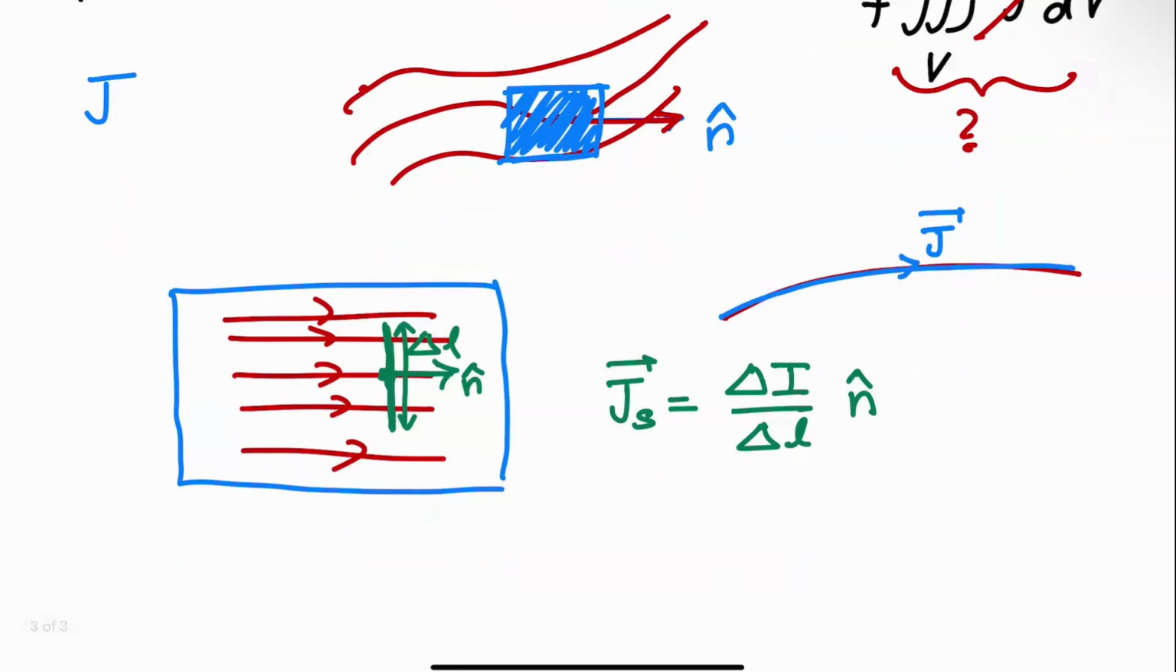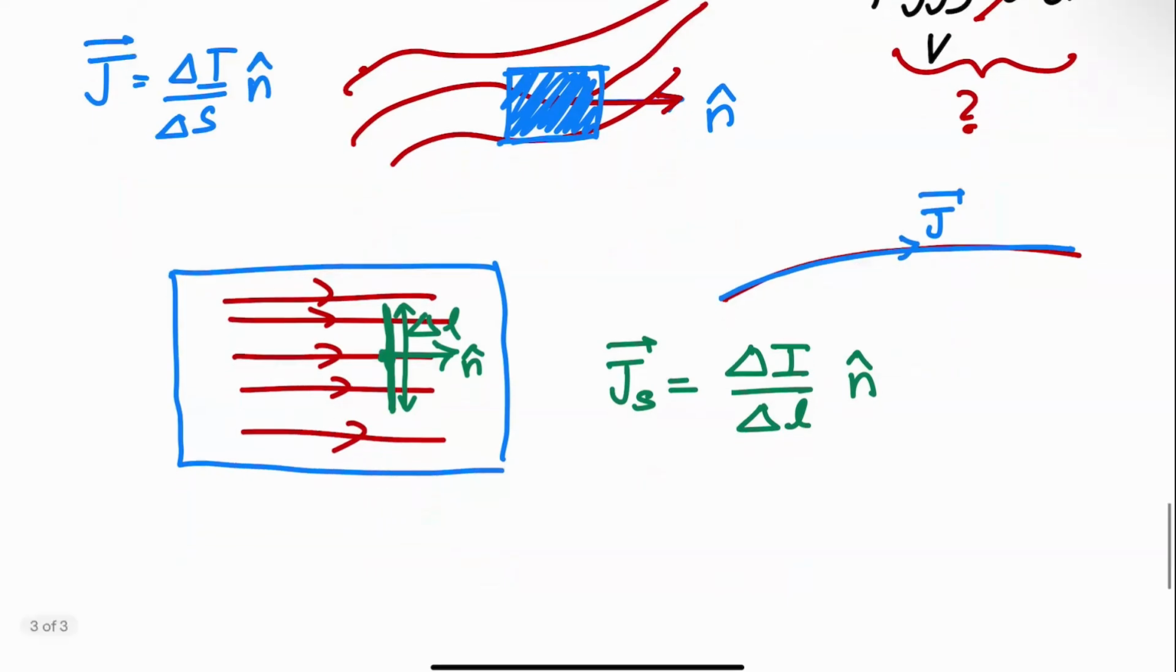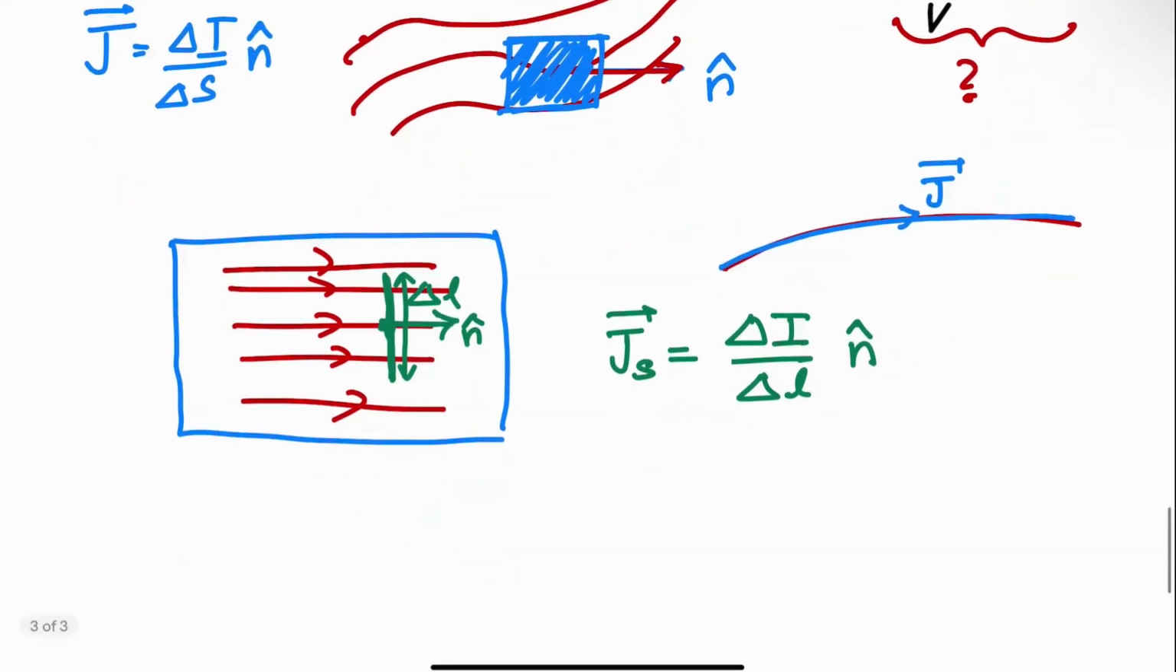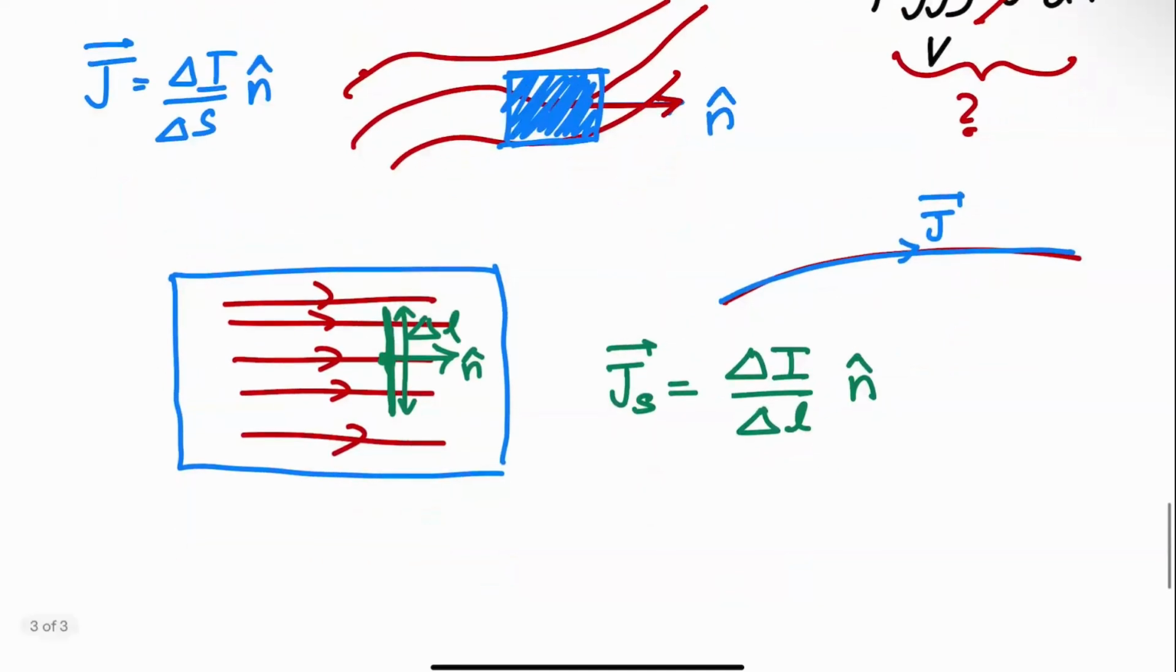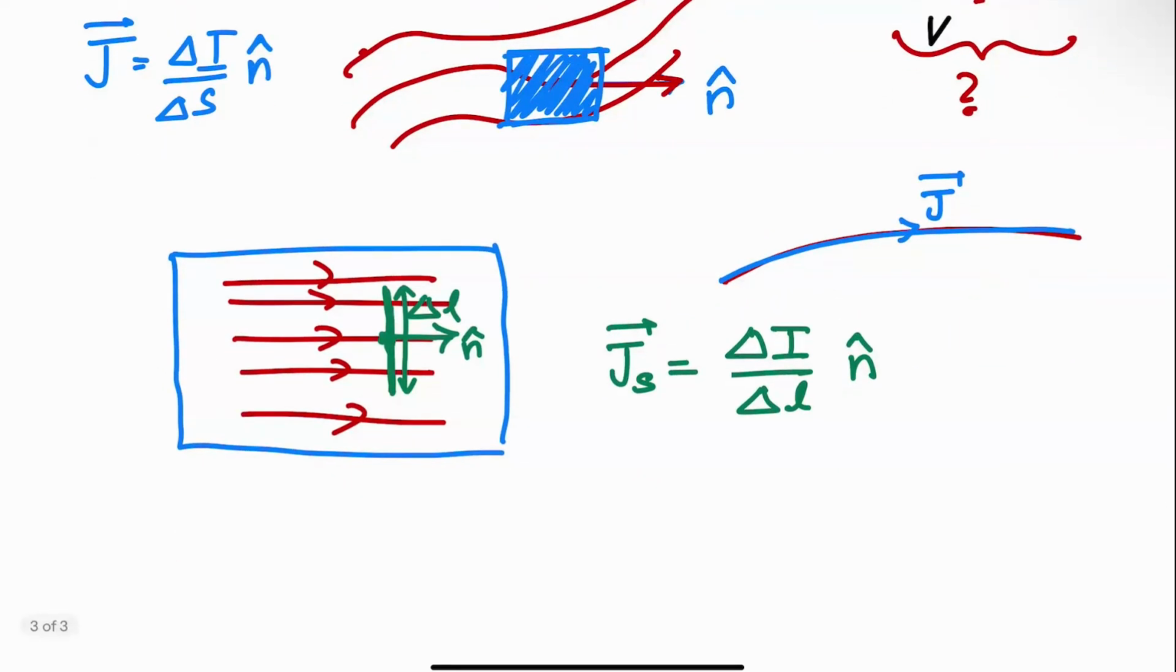So there is a relationship between J and Js. Just to remind you, J is the amount of current flowing through a surface, dot n hat, a small surface element, whereas Js is through a small line element. So how do you actually relate the two of them?